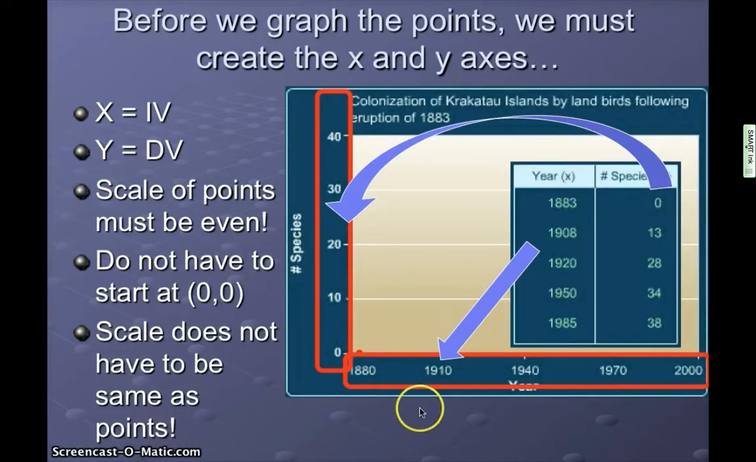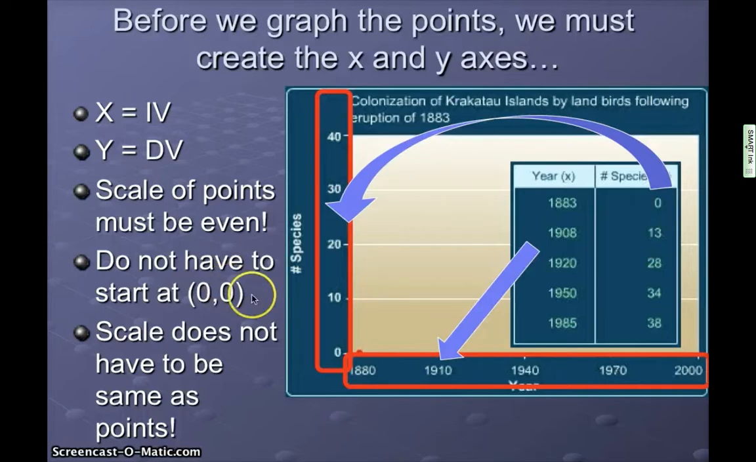Remember that the X is down horizontally at the bottom, and the Y is the vertical numbers on the left. Remember that the scale of your points has to be even, noticing that these are increments of 10 here, and down here, these are increments of 30 years, okay? And it's always the same if it's the same distance.